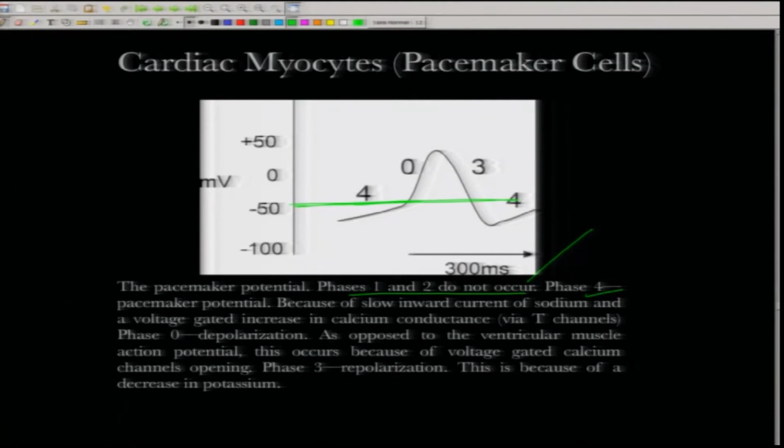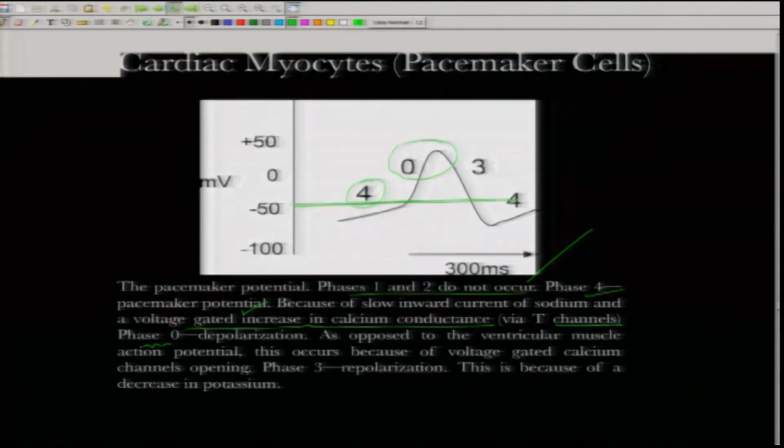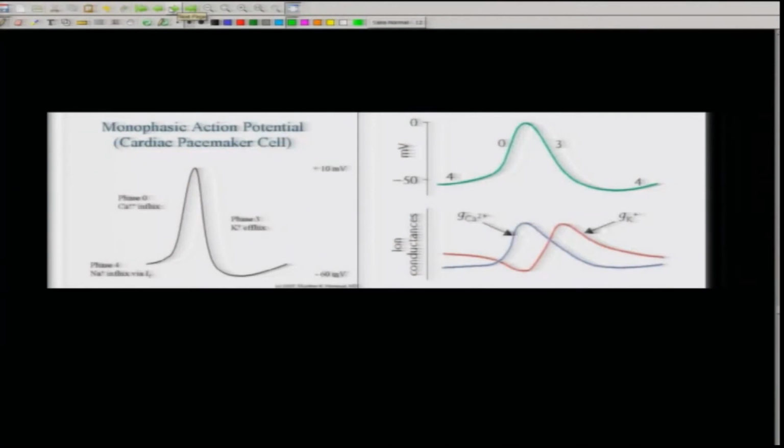Phase 4 is the pacemaker potential, which is out here, because of a slow inward current of sodium and a voltage-gated increase in calcium conductance via T channels. Phase 0 is the depolarization phase we talked about, as opposed to the ventricular muscle action potential, which is slightly different if you compare it. So this is your cardiac pacemaker.